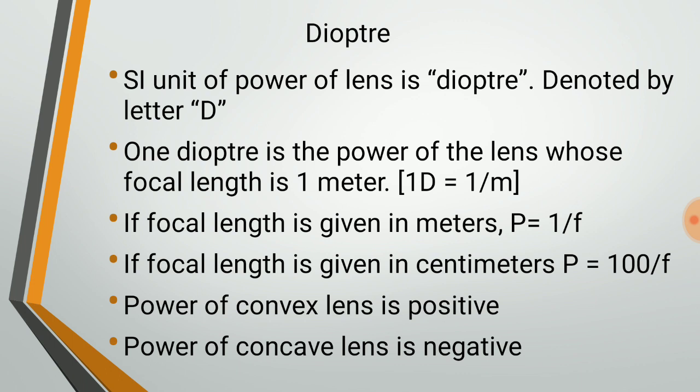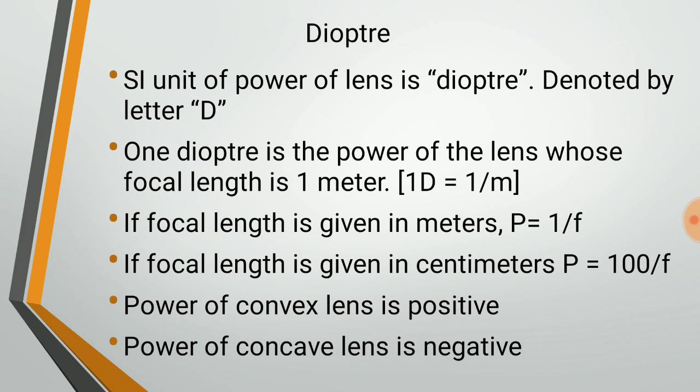If the focal length is given in meters, you are supposed to use the formula P is equal to 1 by F. In case the focal length is given in centimeters, you are supposed to use the formula P is equal to 100 by F. This is very important while working out, because in most of the problems we would be using P is equal to 100 by F, since most of the focal lengths will be mentioned only in centimeters.